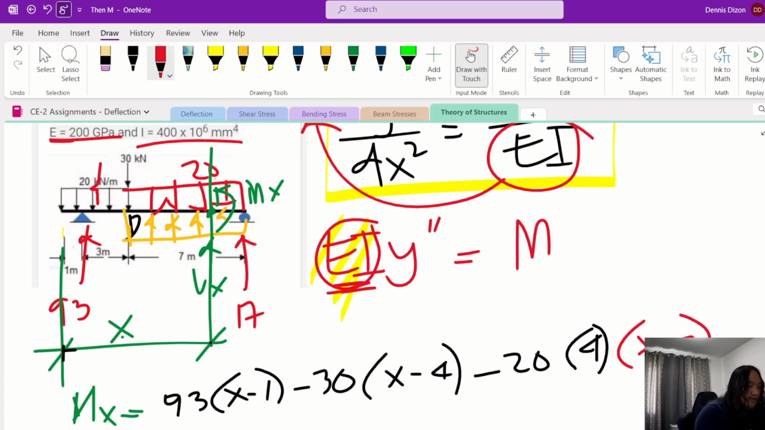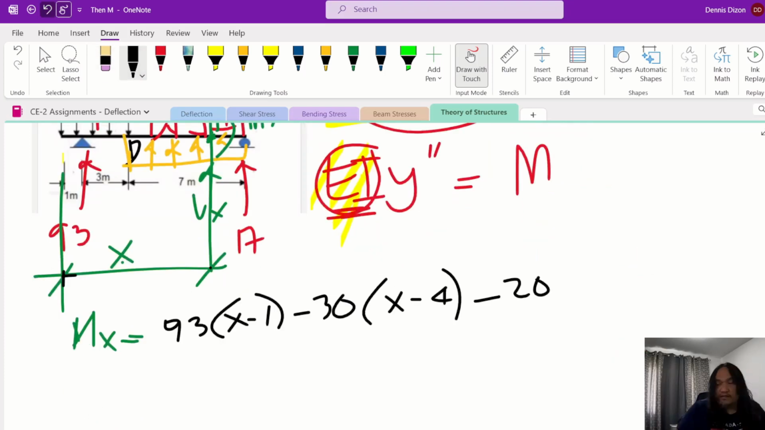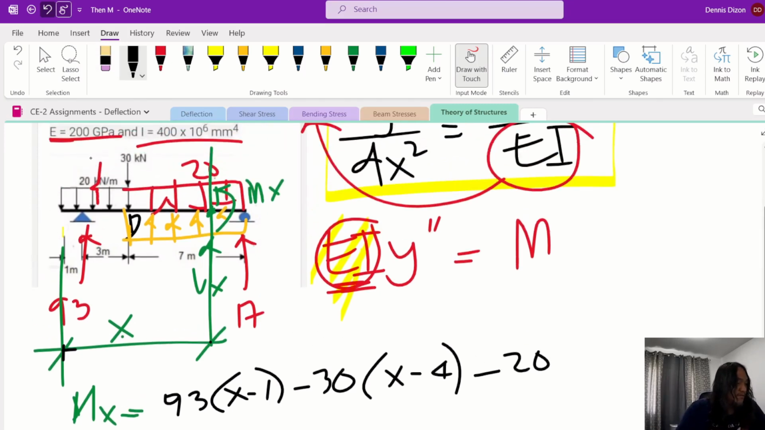Oh, no, not 4. Because we already extended that load. So 20 times x, right? Because this is the total load, uniform. That's already the entire span. So 20 times x, and then times x over 2.